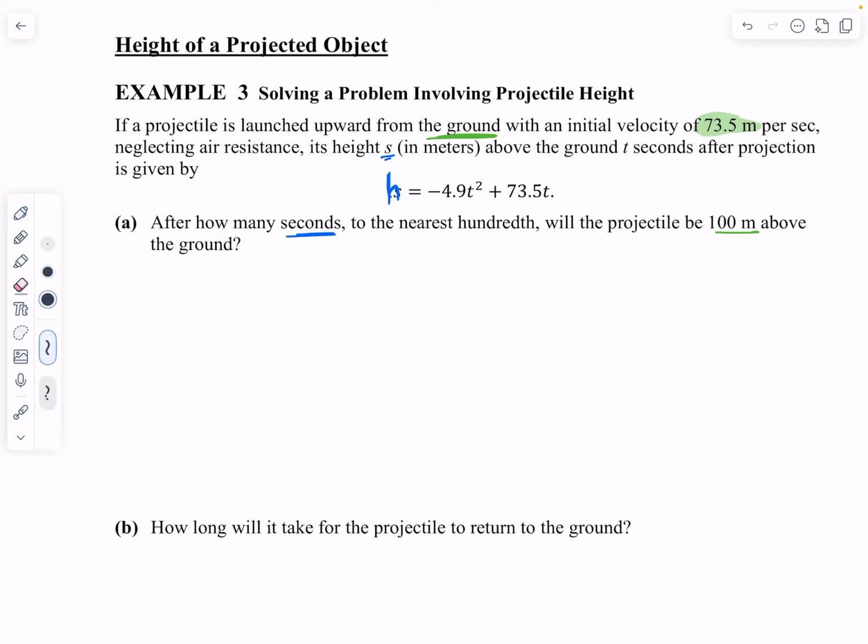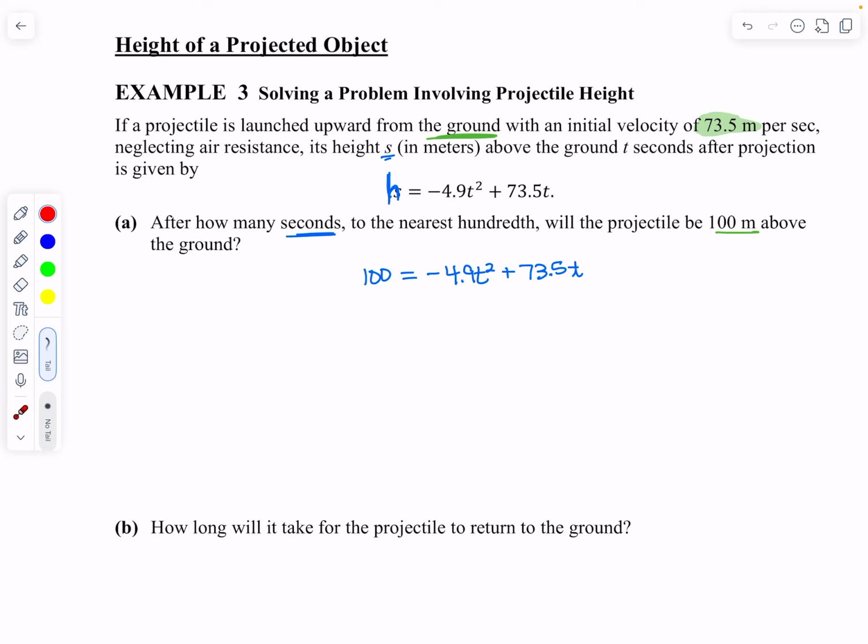that it will be 100 meters above the ground. So the 100 meters is my height. So I'm going to put 100 meters in there for the height. Then I have the rest of this, 73.5 T. All right, now we've got a square. So I need to solve it for that square.